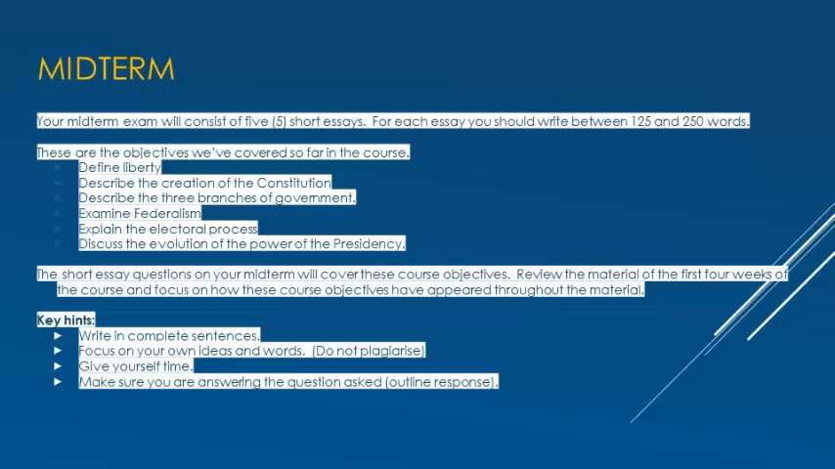These are the objectives that we've covered so far in the course. Define liberty. Describe the creation of the Constitution. Describe the 3 branches of government. Examine federalism. Explain the electoral process. Discuss the evolution of the power of the presidency. The short essay questions on your midterm will be about these course objectives.